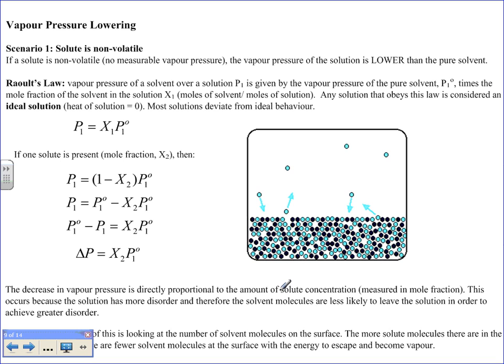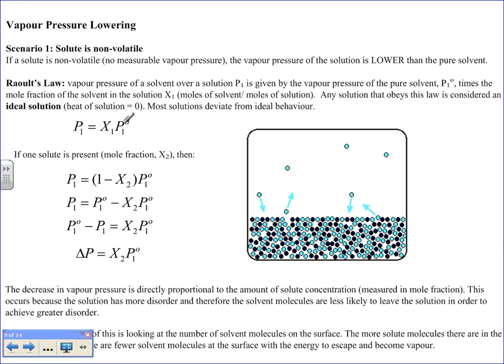Now the decrease in the vapor pressure is directly proportional to the amount of solute that is in the solution. And the relationship is here. The new pressure is equal to the mole fraction of the solvent particles times the vapor pressure of the pure solvent.